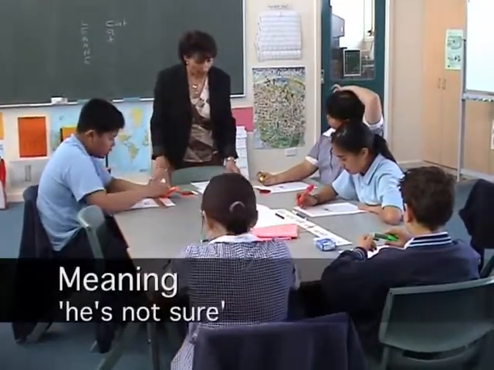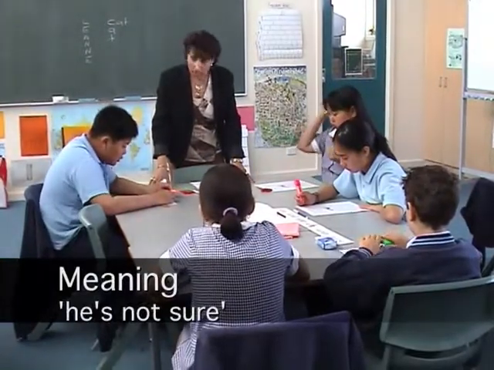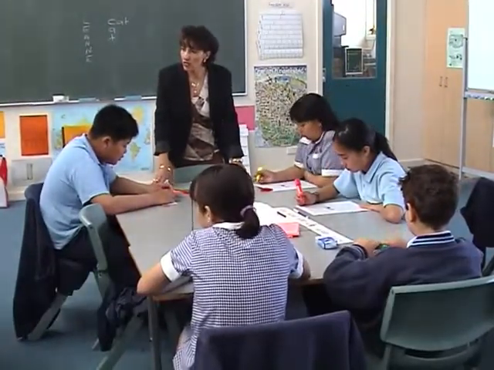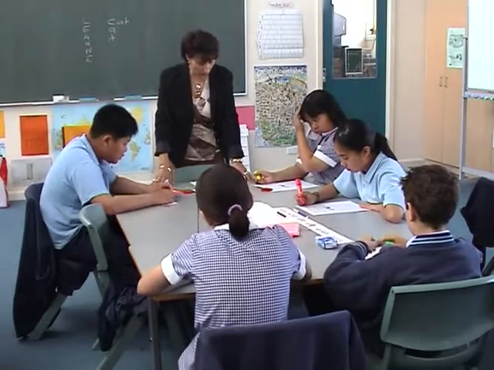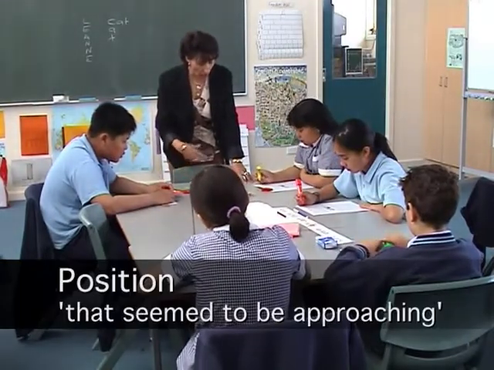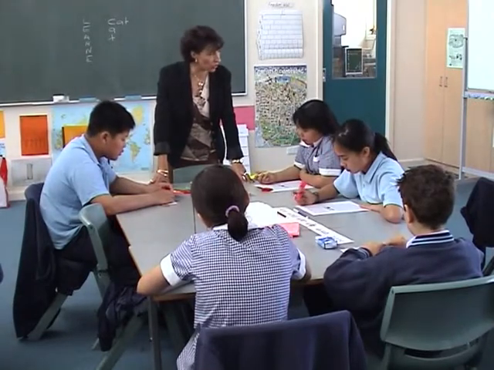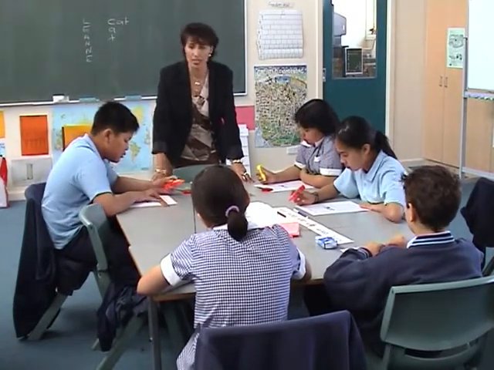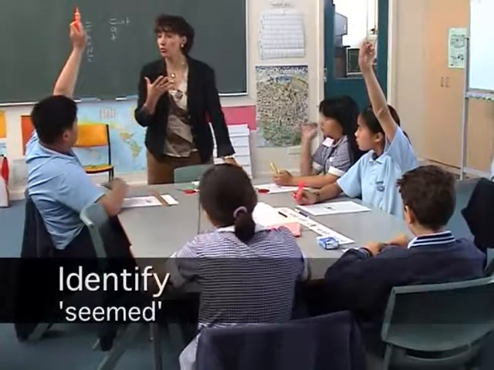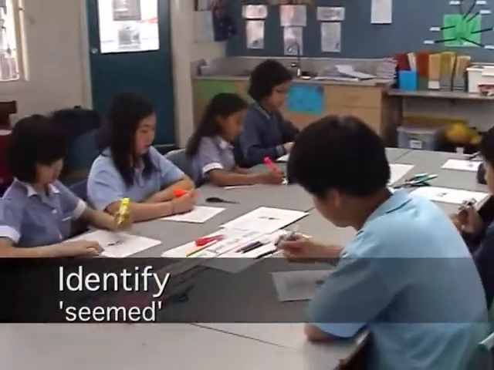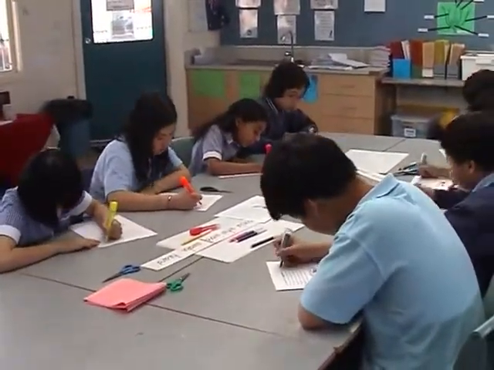Now, he's not sure where this sound is coming from. It says it started with a long, low roar that seemed to be approaching from the north of the city. So he's not sure. What's the word there that tells us he's not sure? Julie? Seemed. Fantastic. So let's highlight seemed.